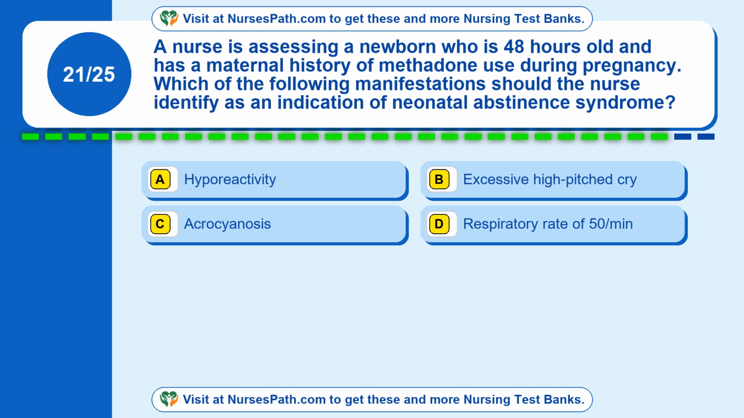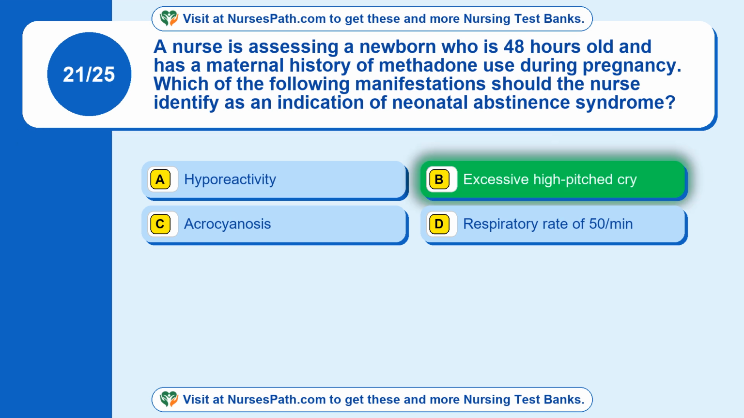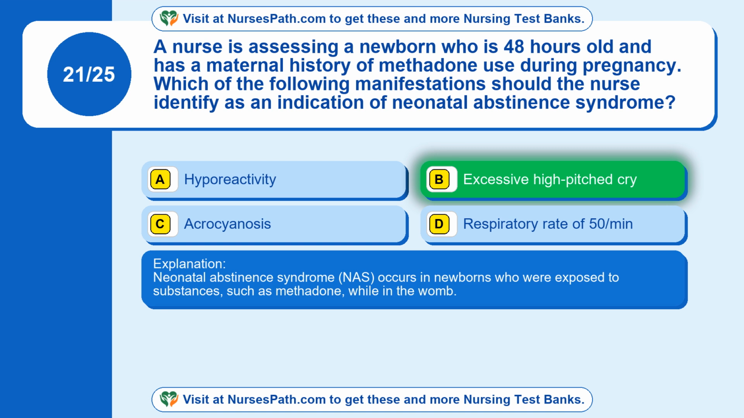Question 21. A nurse is assessing a newborn who is 48 hours old and has a maternal history of methadone use during pregnancy. Which of the following manifestations should the nurse identify as an indication of neonatal abstinence syndrome? Option A. Hyporeactivity. Option B. Excessive high-pitched cry. Option C. Acrocyanosis. Option D. Respiratory rate of 50/min. The correct answer is option B. Excessive high-pitched cry. Neonatal abstinence syndrome, NAS, occurs in newborns who were exposed to substances, such as methadone, while in the womb.